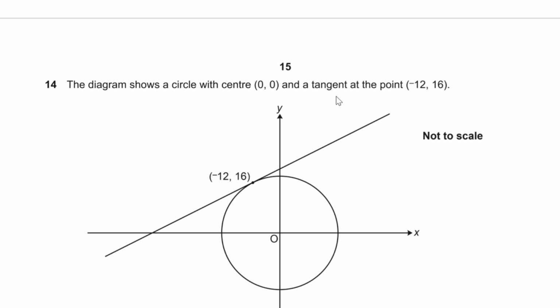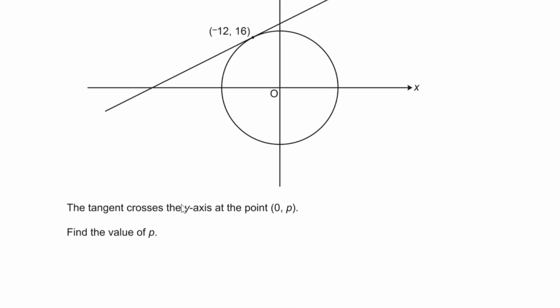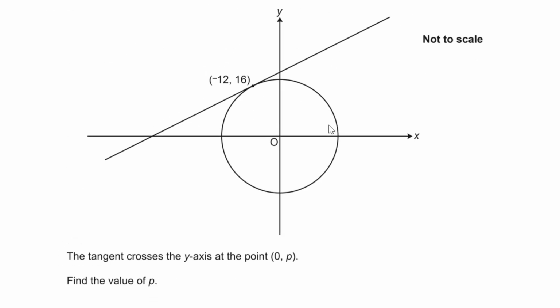Question number 15. The diagram shows a circle with centre at the origin and a tangent at the point -12, 16, and the tangent crosses the y-axis at the point with coordinates 0, p, and we have to find the value of p. Well, to do this, what we need to do is find out the equation of the tangent before we do anything else. And to do that, what we need is the gradient. We need the gradient of the tangent, and for that we can find out the gradient of the radius.